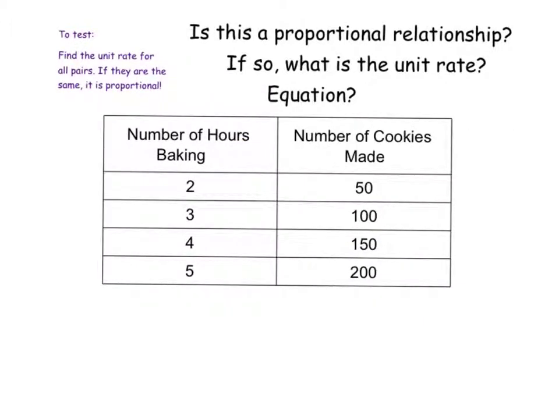All right, last example. Is this a proportional relationship? So I have the number of cookies made and the number of hours baking. So is it proportional? Again, to test, we have to find the unit rate for all pairs. So for this first one, 50 over 2 simplifies to 25 cookies for 1 hour. For the next one, we have 100 over 3, but that turns out to be 33.3 per 1 hour, approximately. And that is not the same as this first one. So this is no, it is not proportional.